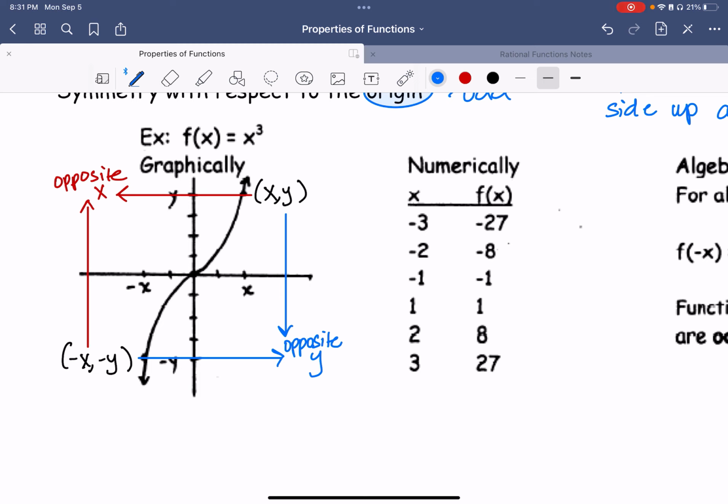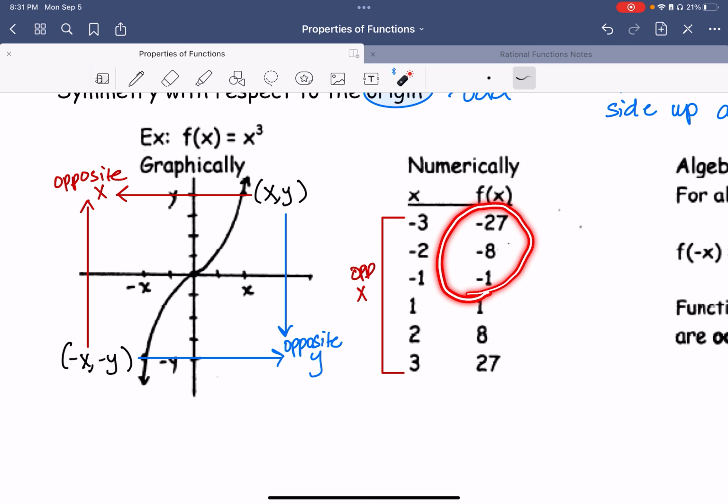Okay, numerically on the table, you see the same thing again. Negative 1, 2, and 3 became positive 1, 2, and 3. So we have opposite x values. And the same thing for the y values. We have negative 1, 8, and 27 and positive 1, 8, and 27. So the y values are also opposite.